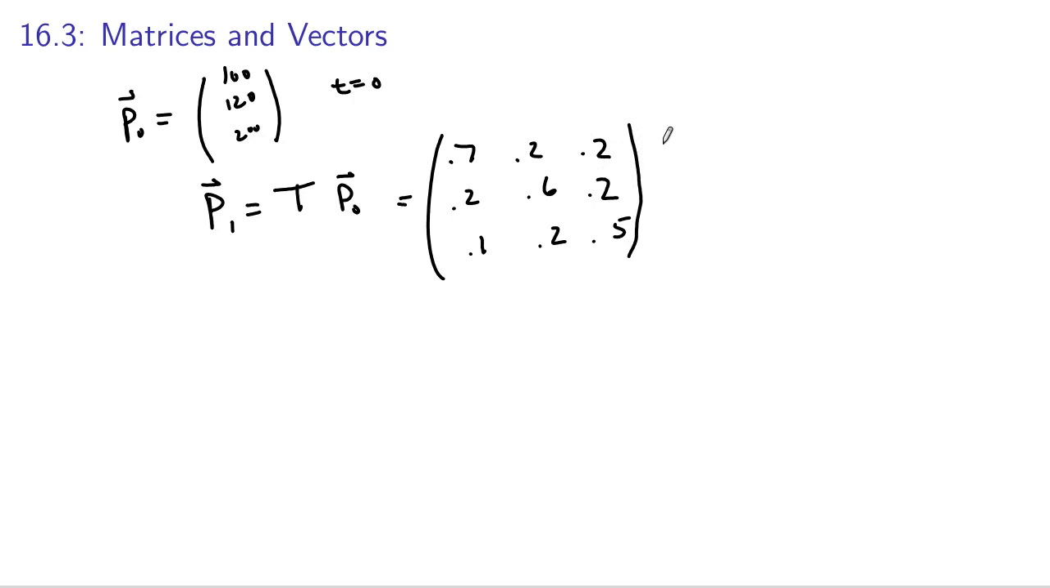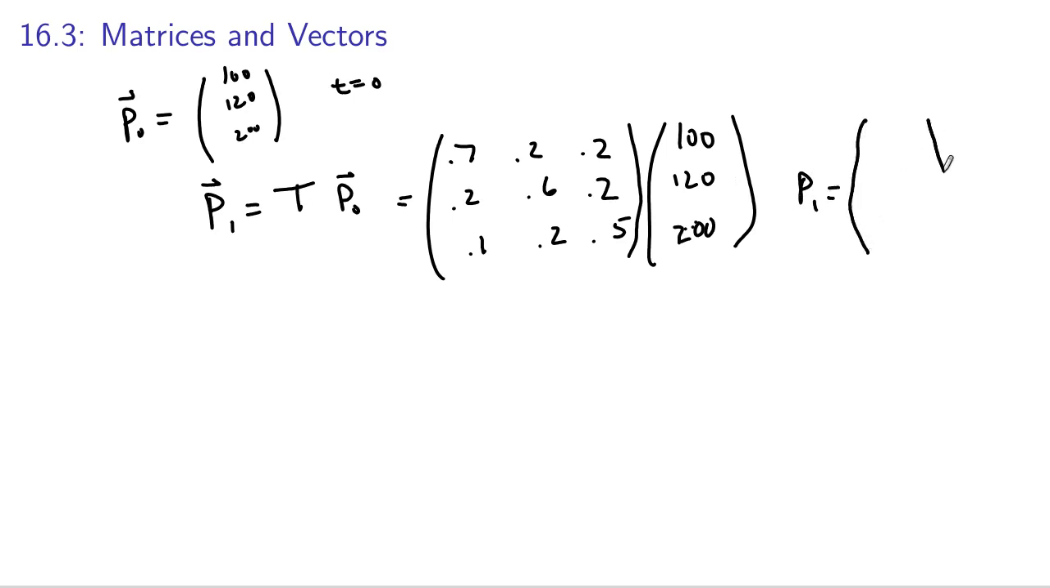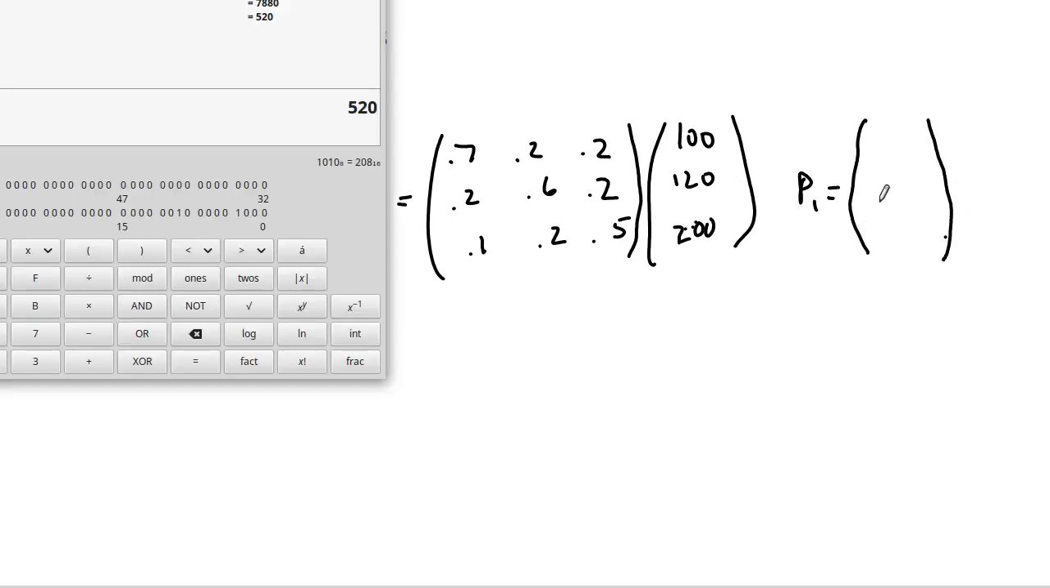Times P naught, which is our 100, 120, 200, and we want to find P1. So P1 would be, just do this multiplication. Our first entry in P1 will be 0.7 times 100 plus 0.2 times 120 plus 0.2 times 200, 134.